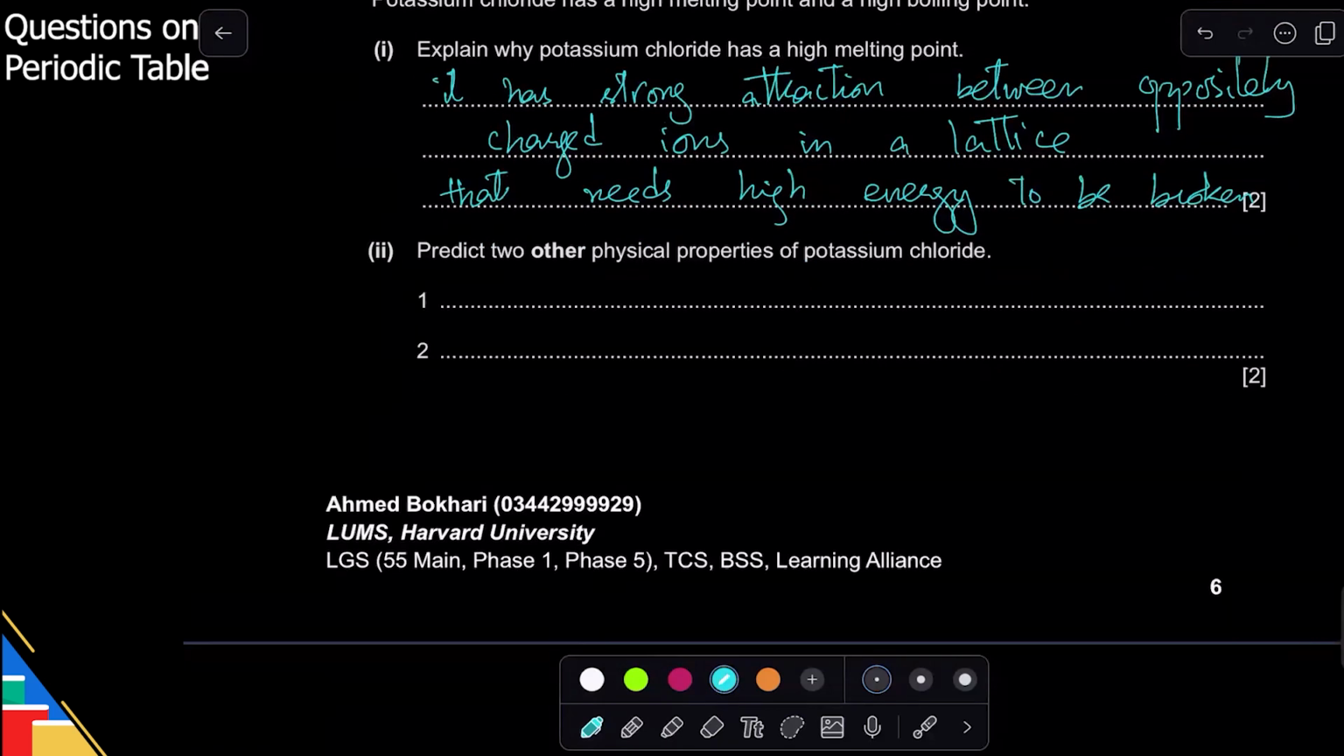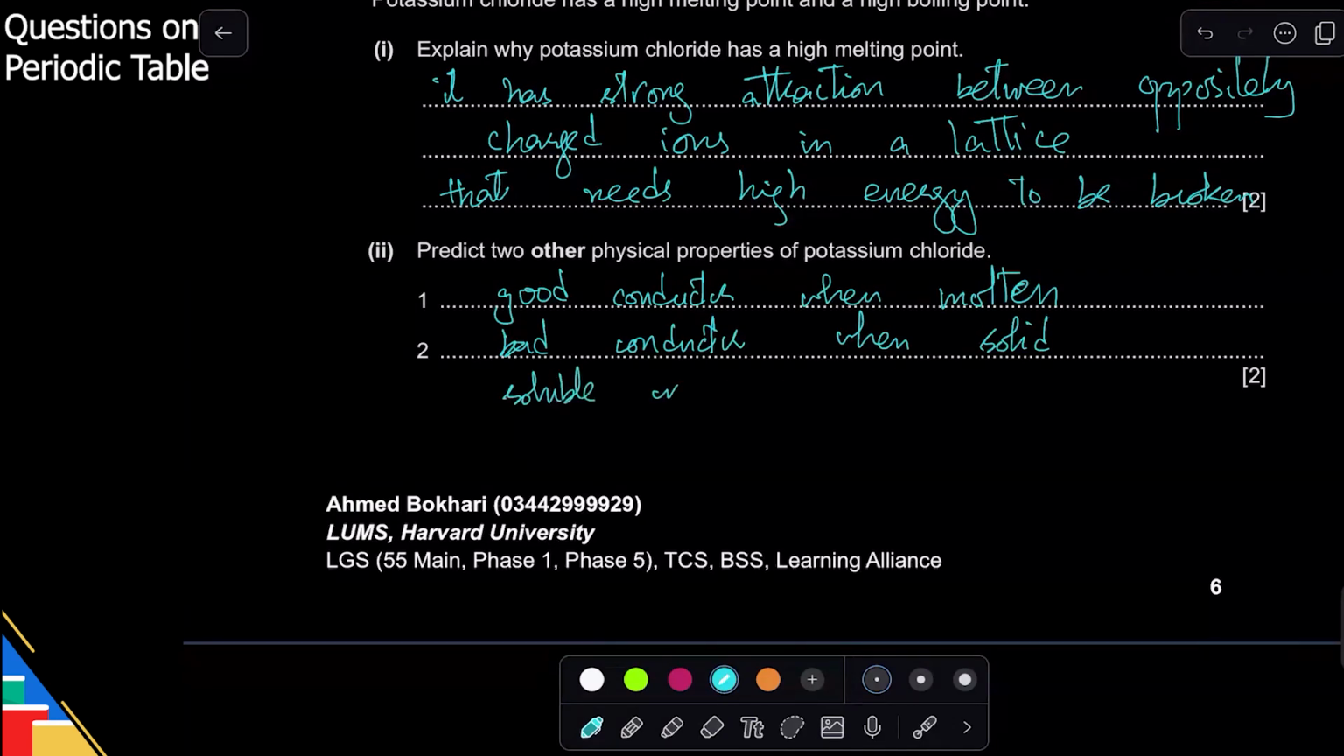Predict two other physical properties of potassium chloride. So one, we already see that it is high melting point. Another we can give is that it is a good conductor when liquid or when molten. We can also say that it is a bad conductor as a solid. We can also say that it is soluble in water. Remember, all group 1 salts are soluble in water. So this is good now.